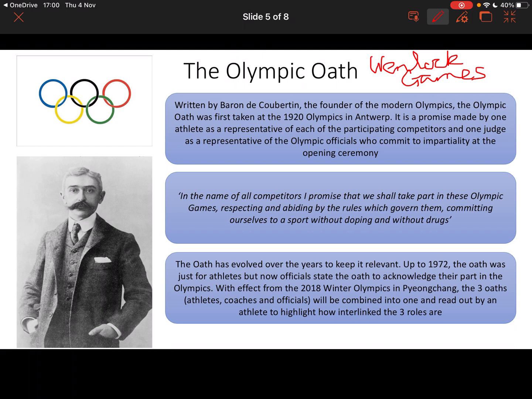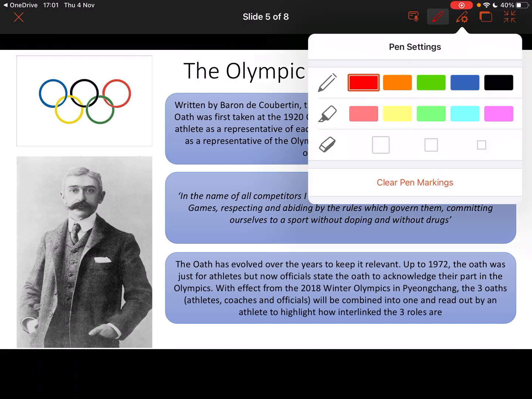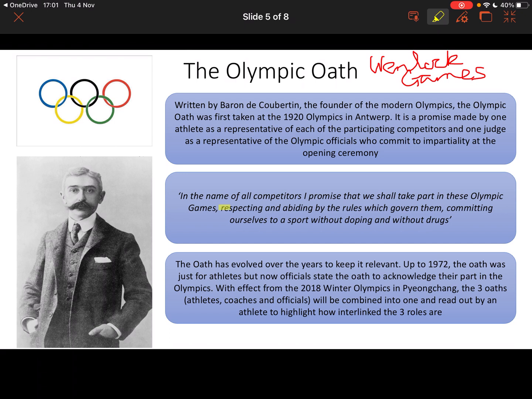Now, this oath, as you can see, was first taken at the Olympics in Antwerp in Belgium in 1920. Initially, one athlete would be seen as a representative of their team and one judge as a representative, and they would read out that oath in the middle there. "In the name of all competitors, I promise that we shall take part in these Olympic Games, respecting and abiding by the rules." So that's a key element linked to ethics, okay?